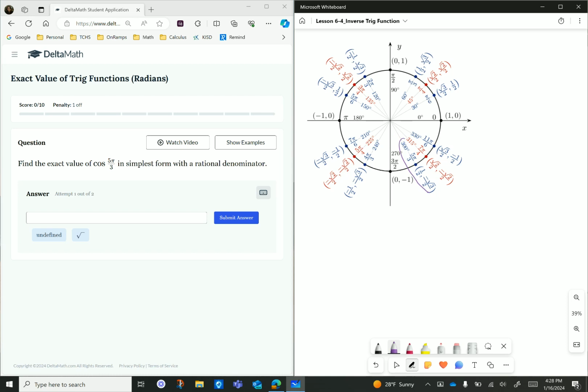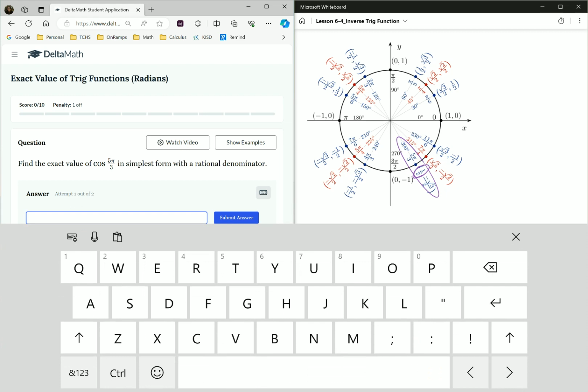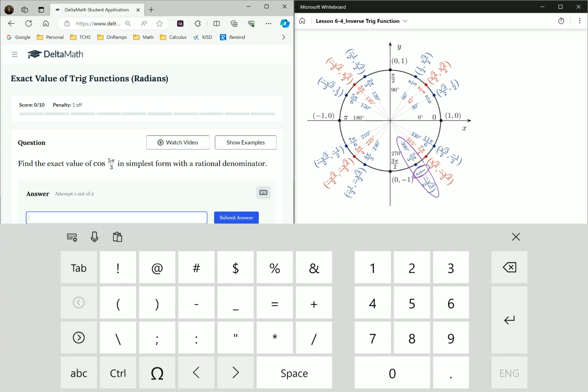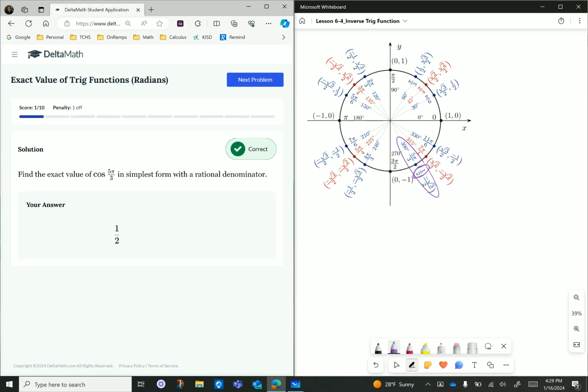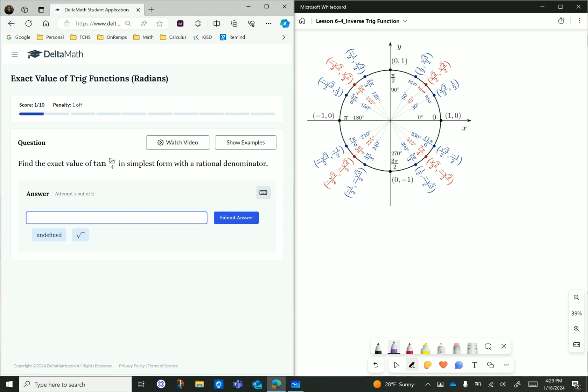All right, and so we are just going to focus on the x, and the x coordinate at 5 pi over 3 is 1 over 2. So let's come over here, and we're going to type 1 over 2 as our final answer and submit. Okay, so cosine means find the x value. Then let's try another problem.